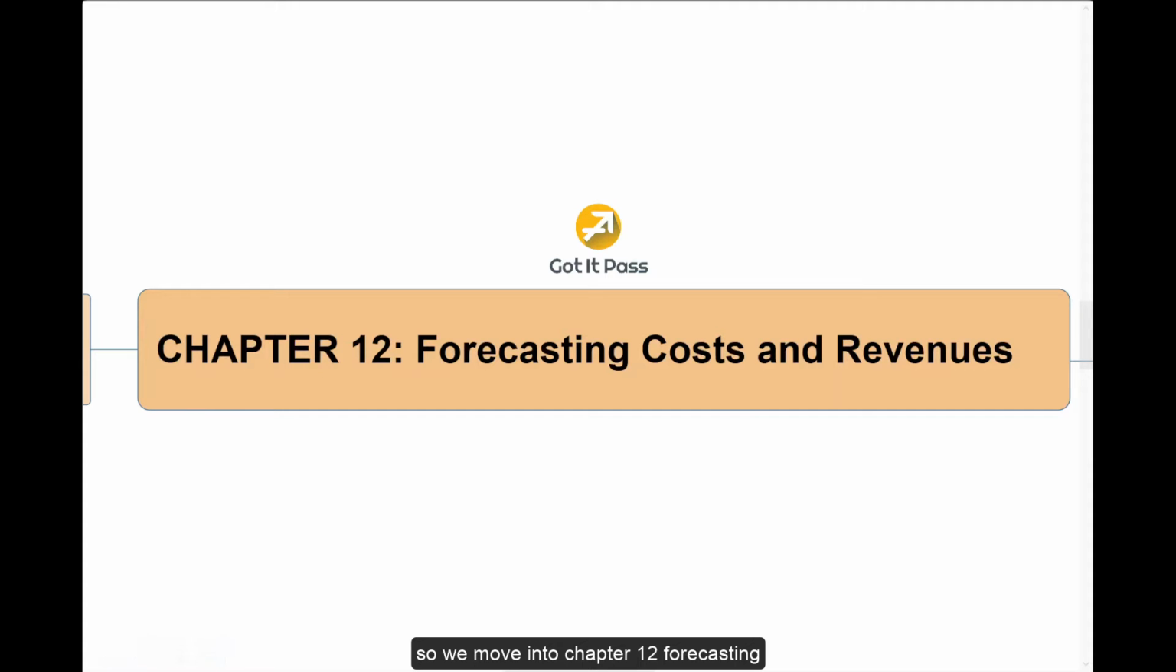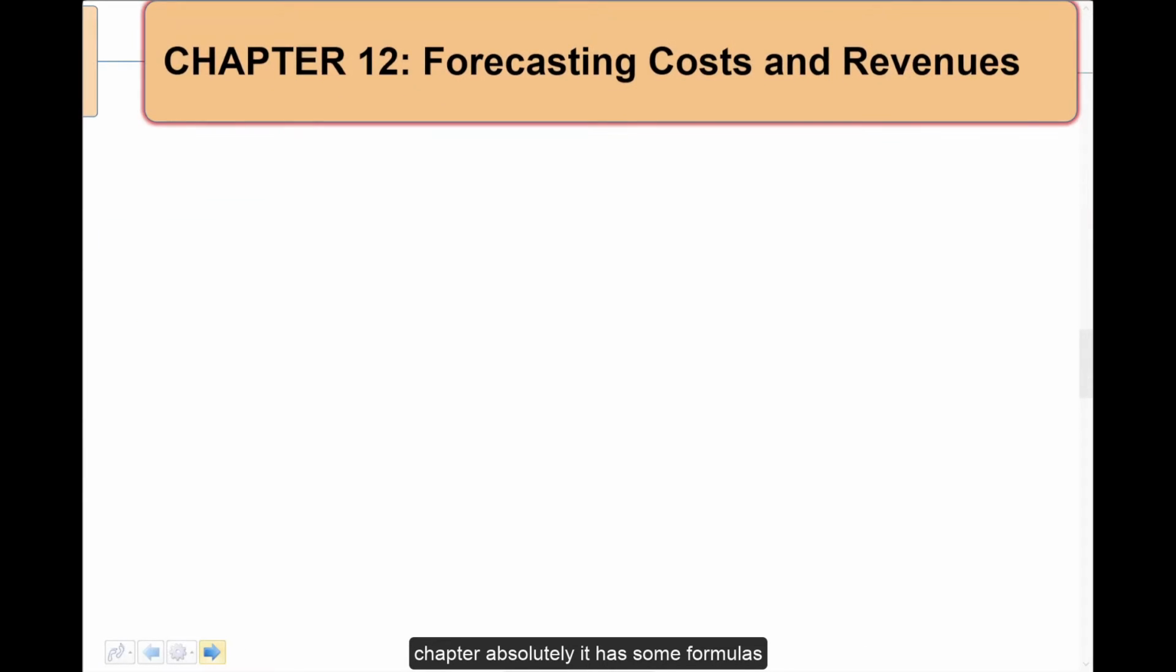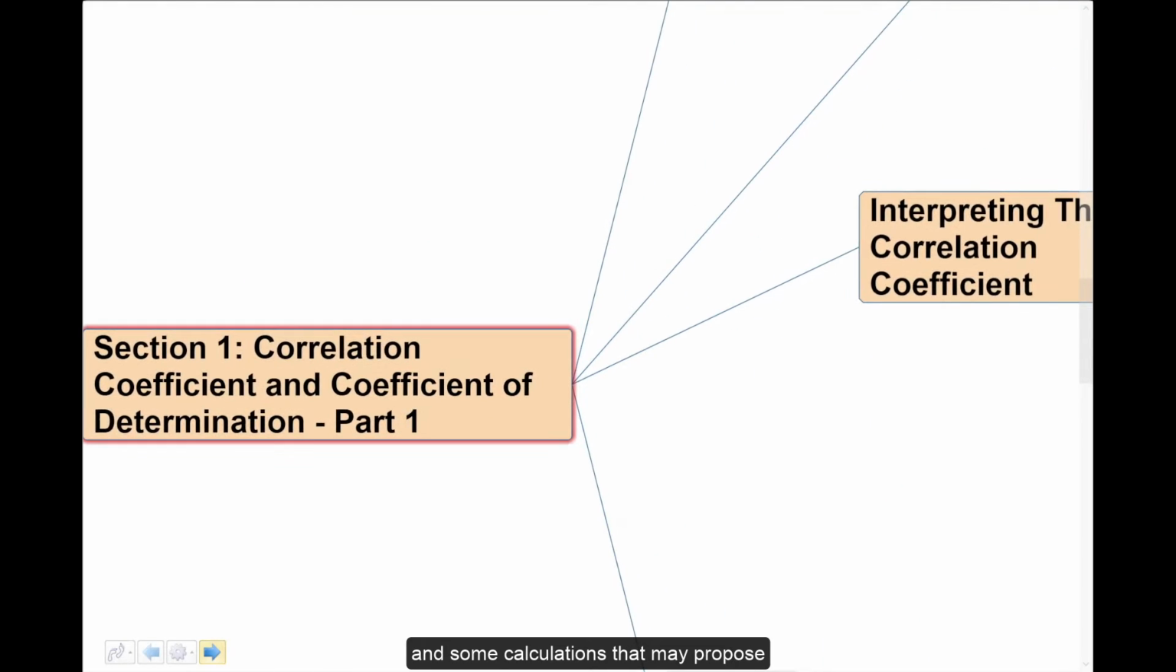So we move into Chapter 12, Forecasting Costs and Revenues. For my review of the OT questions on this particular paper, MA, certainly this is a go-to chapter, absolutely. It has some formulas and some calculations that may pose a few challenges to students, depending upon your comfort with working with formulas, working with square roots, etc. So let's take a look.